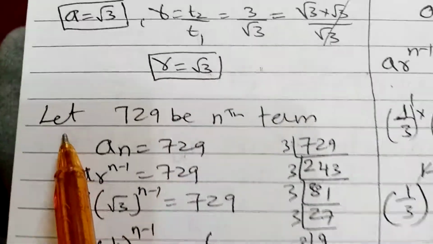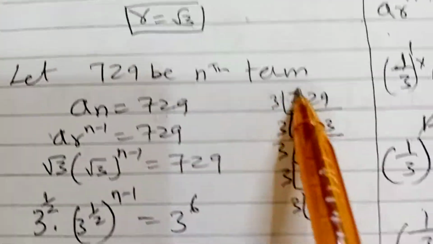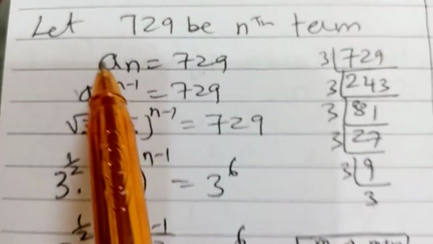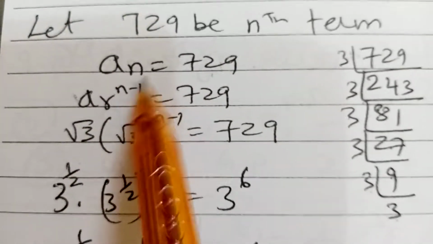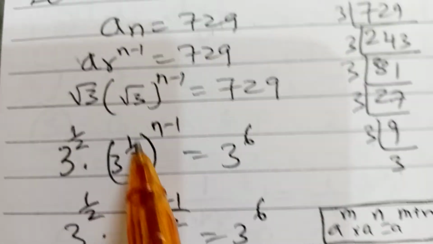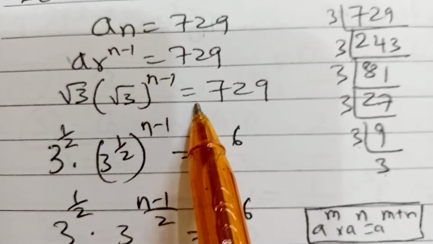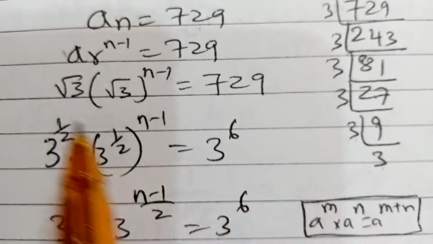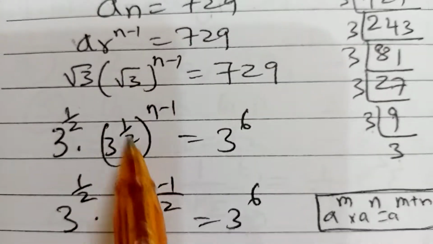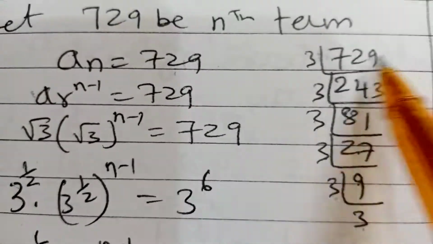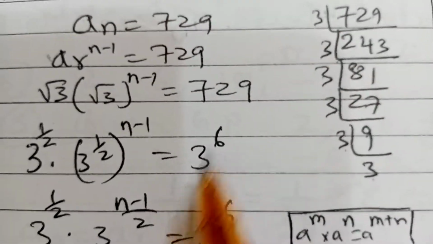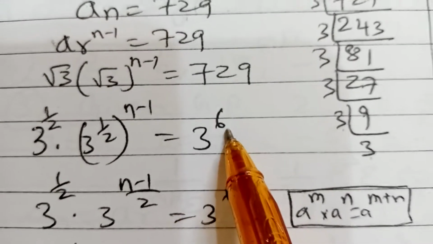So let 729 be the nth term, which means a_n is equal to 729. What is the general formula? a r^(n-1). What is the a value? √3. What is the r value? √3. So (√3)(√3)^(n-1) is equal to 729. 3 as it is, root means 1 by 2, 3^(1/2) and 3^(1/2) to the power n minus 1. For 729, if I take the LCM with 3, I will get 1, 2, 3, 4, 5, 6. 729 means 3 power of 6.